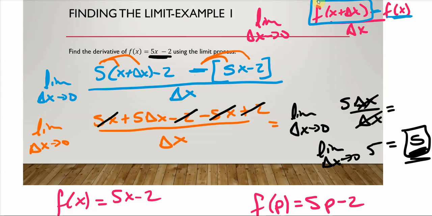And 5x minus 2 is a linear function, and the slope of a linear function is the coefficient of the x, and the coefficient of the x is a 5, so my slope is 5. I just proved that the slope was 5 using calculus. All right? You're saying, wow, that was easy. I didn't have to do calculus for that.